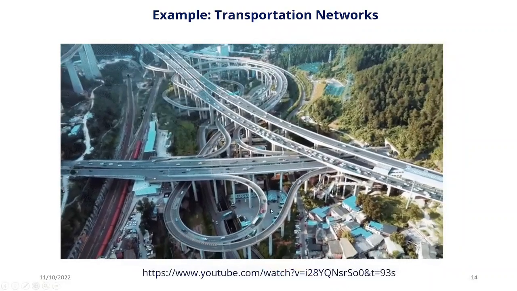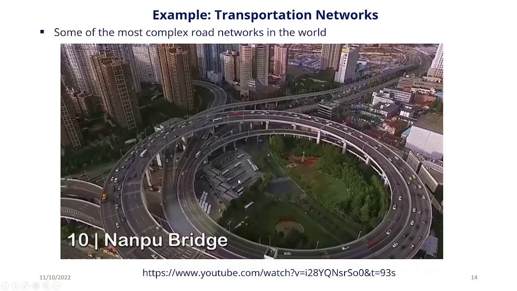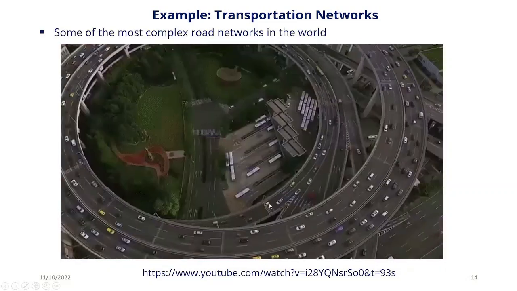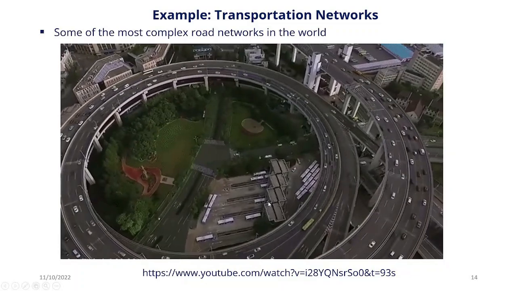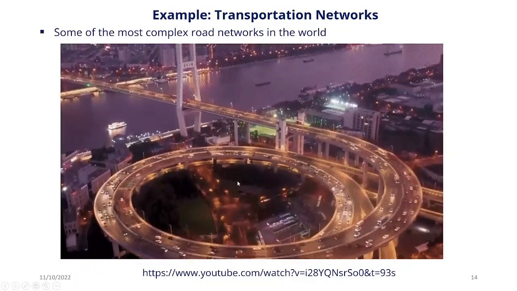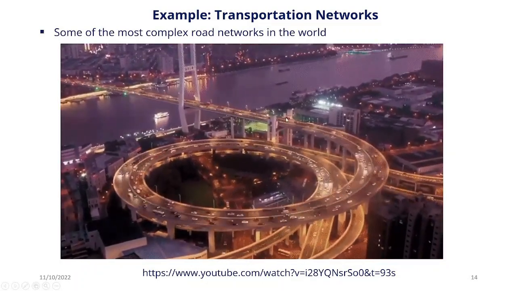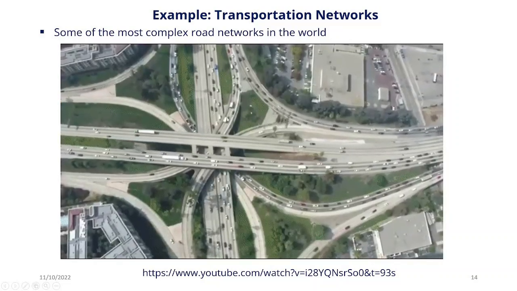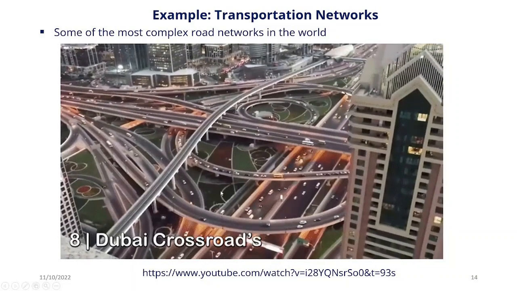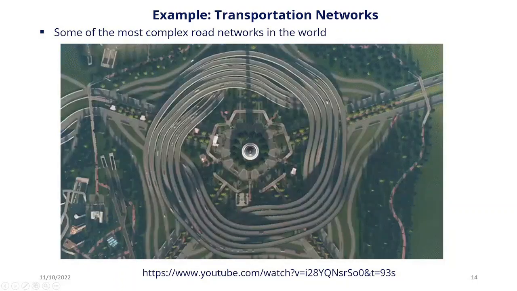Let's see another example of transportation network, which is road networks. The example we see here shows some of the most complex road networks in the world. I took this video from YouTube and you can see the link there. What you are seeing here is an application of graph theoretic concepts in the design to optimize the traffic flow of the system before the physical structures are actually designed, and the optimization is evident after the design.